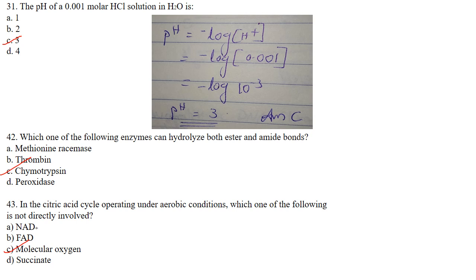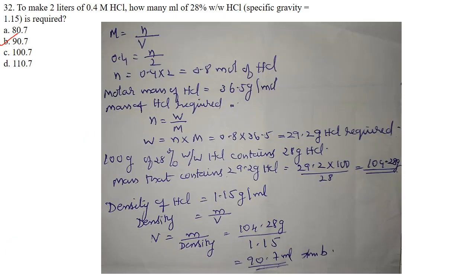Then which one of the following enzymes can hydrolyze both ester and amide bonds? So it is chymotrypsin. Answer is option C. In the citric acid cycle operating under aerobic condition, which of the following is not directly involved? Molecular oxygen is not directly involved. Answer is option C.